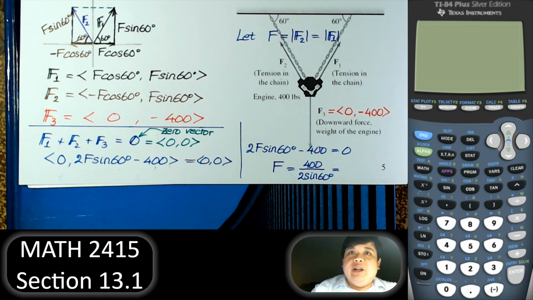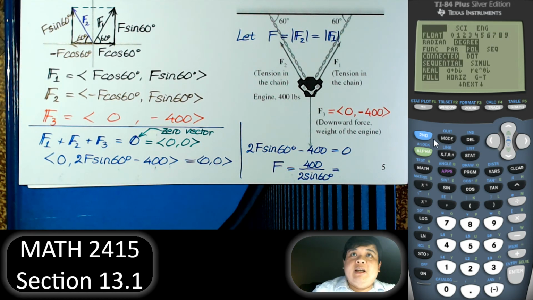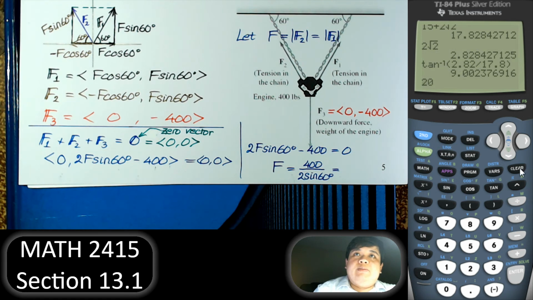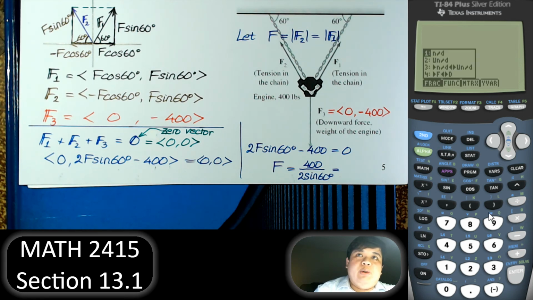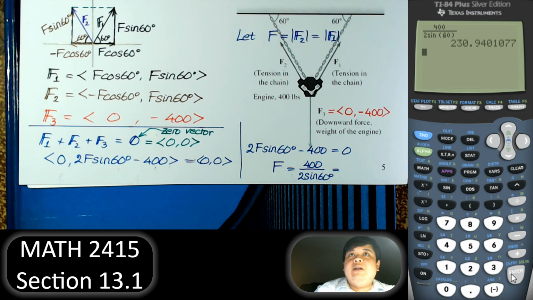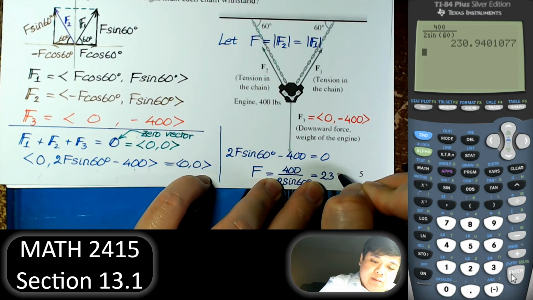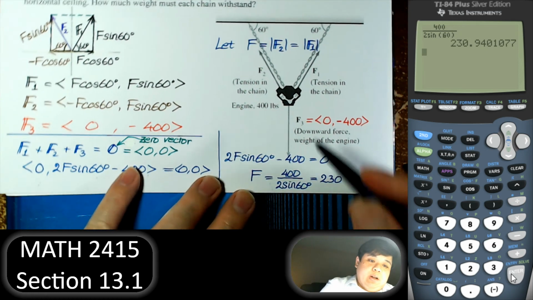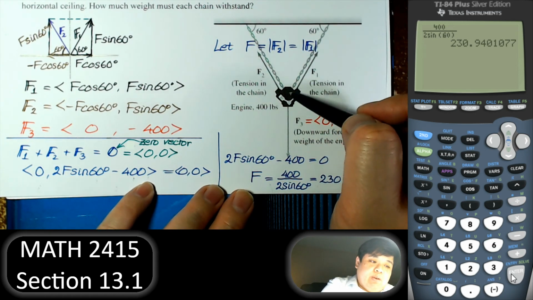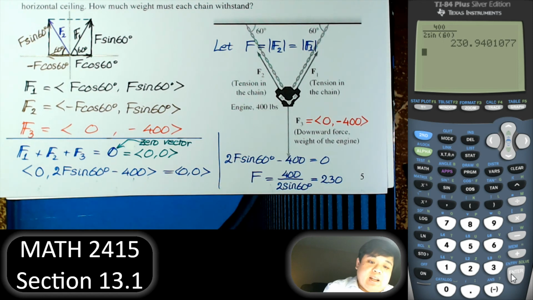Right, are we still in degree mode? Yes. So we have F equal to, hit enter, give a fraction, so 400 divided by 2 times sine of 60 degrees. We have about 230 pounds. So the magnitude of the force for each one is 230 pounds.